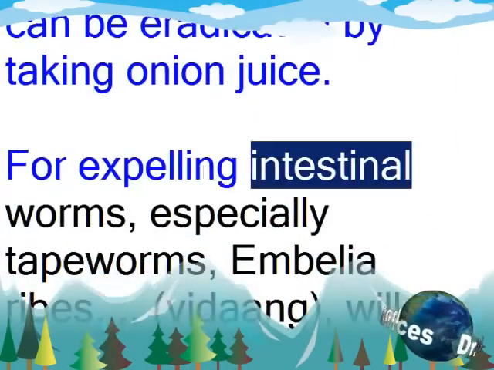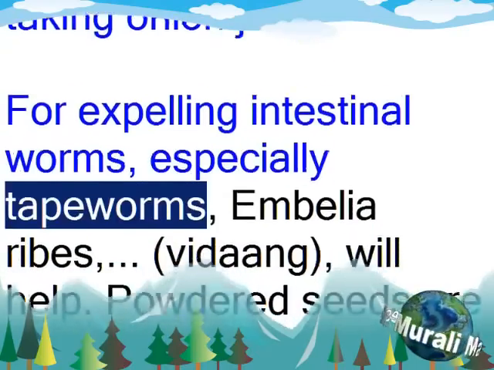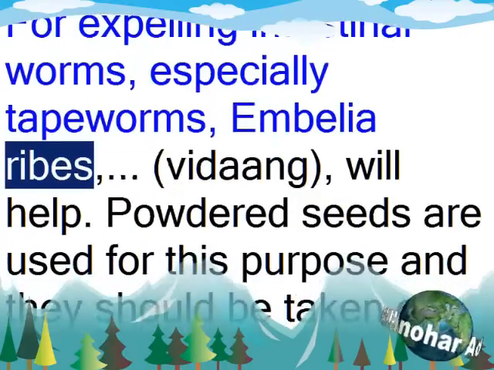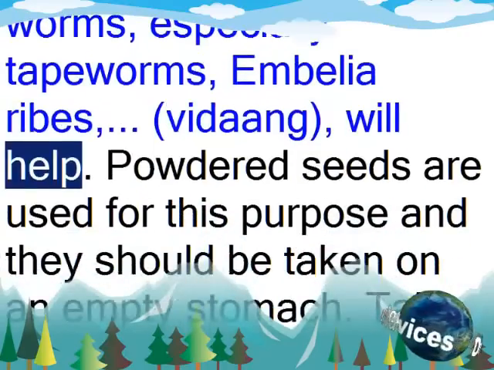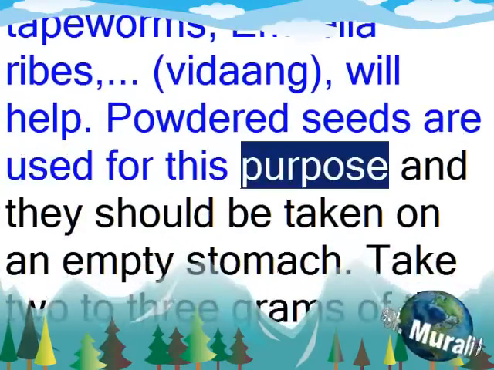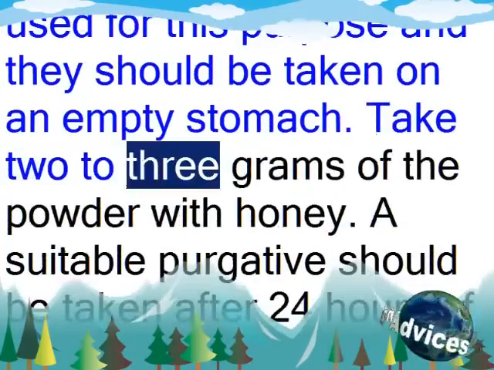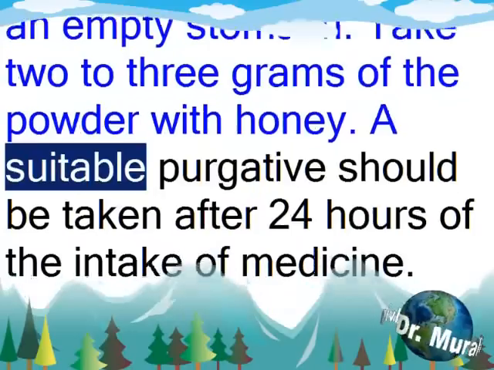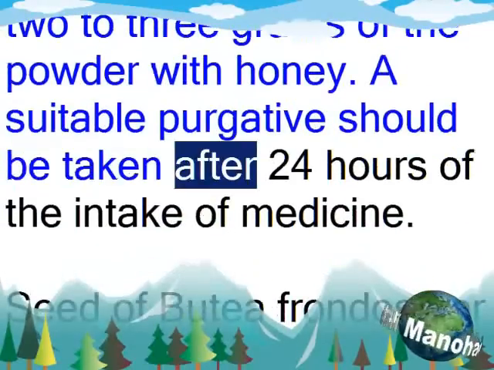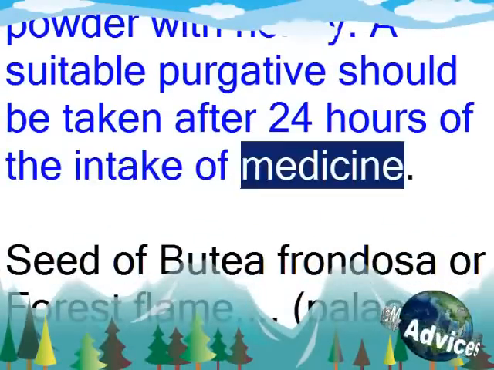For expelling intestinal worms, especially tapeworms, Embelia ribes, Vidanga, will help. Powdered seeds are used for this purpose and they should be taken on an empty stomach. Take 2 to 3 grams of the powder with honey. A suitable purgative should be taken after 24 hours of the intake of medicine.